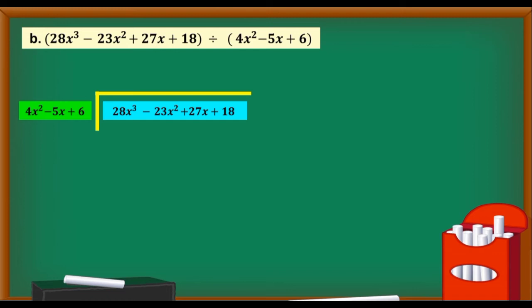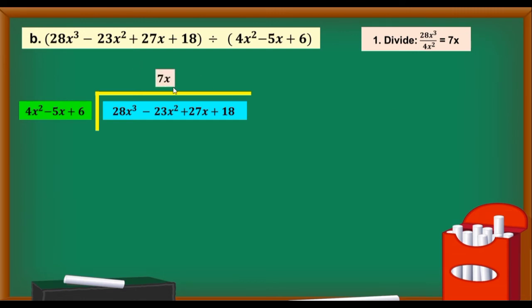Tandaan, kapag tayo ay nagdi-divide, dun sa unang number lang. So, ang i-divide lang natin ay yung unang number. Dun sa unang dividend, i-divide natin dun sa first term ng ating divisor. So, divide tayo 28x cubed divided by 4x squared. So, 28 divided by 4 is 7. X cubed divided by x squared is x. So, ang sagot po ay 7x.